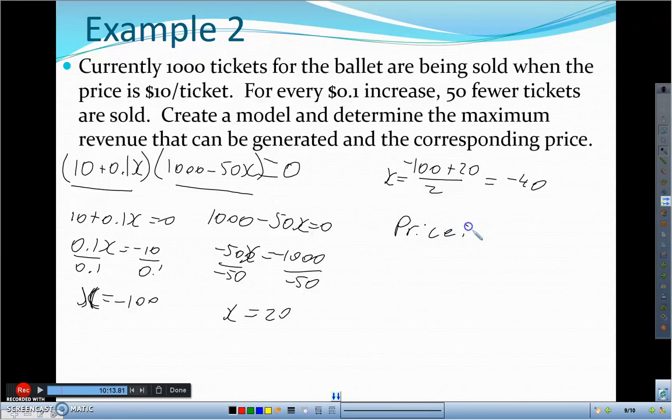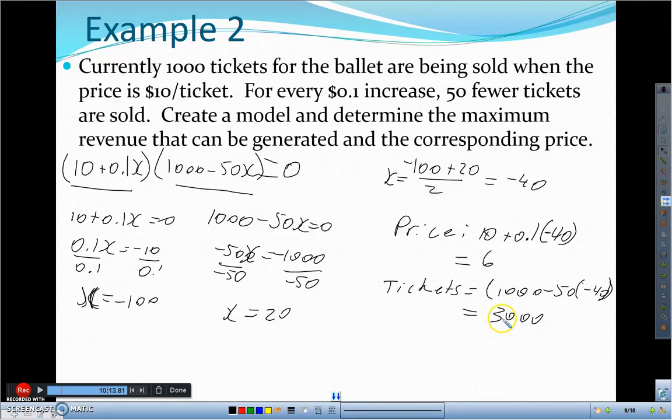Price is going to be 10 plus 0.1x, but instead of putting x, we're going to put 40. The price is going to be $6. The quantity or tickets sold is going to be equal to 1,000 minus 50 times negative 40. That should also be a minus here. It's going to turn into 3,000 tickets sold.